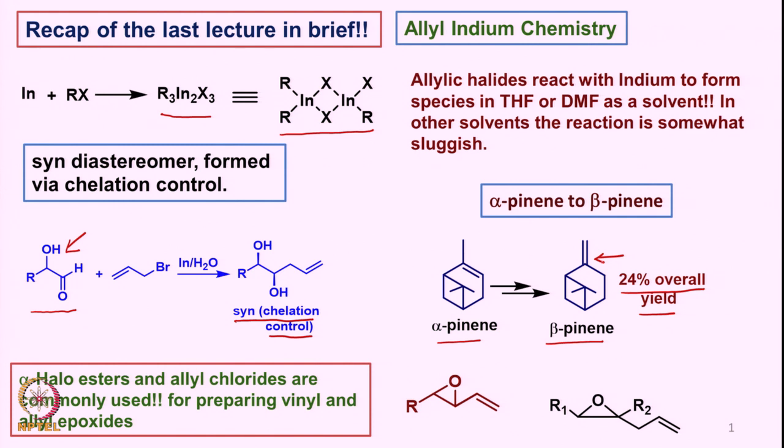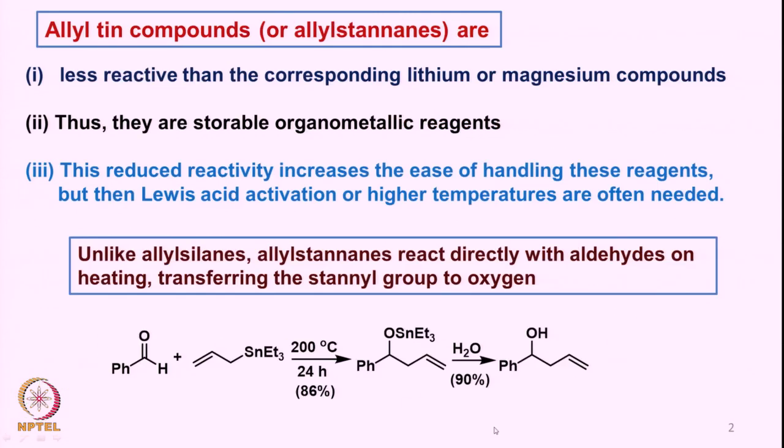And then we also looked at the formation of such kind of vinyl epoxides or allyl epoxides using alpha halo esters of different kinds and allyl chlorides, and thus we were able to make these kinds of functionalized epoxides. Now we will proceed further today to see other reactions, especially of the allyl tin compounds.